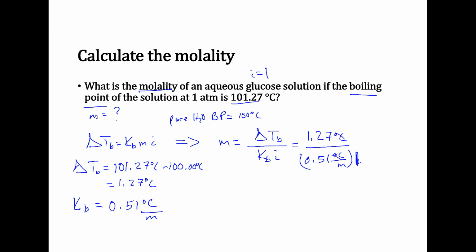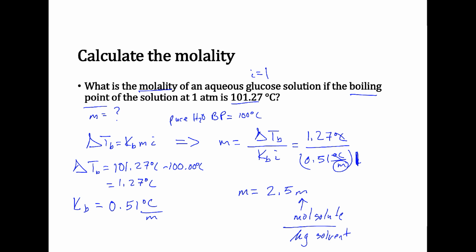So we'll see our degrees Celsius cancels out. And molality is the denominator of the denominator, which means it's in the numerator. So whenever we plug this in, we'll end up with molality is equal to 2.5 molal. And recall that molality is, in fact, moles of solute over kilograms of solvent.